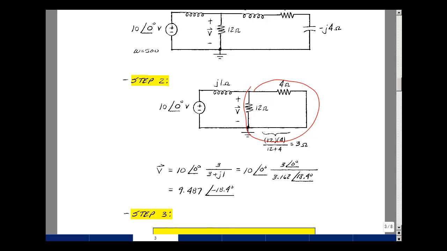We're going to multiply 10 times 3 and divide it by 3.162. That's a little bit less than 1, so you get 9.487. The angle is 0 plus 0, and then minus a plus 18.4.